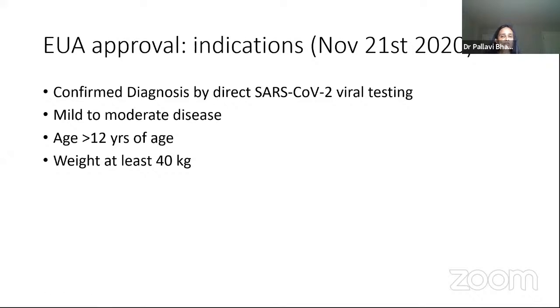So who are the patients that we would consider for monoclonal antibodies? So first of all, the requirement is you have to have a direct SARS-CoV-2 viral test which is positive, which could be rapid antigen or PCR. They cannot be asymptomatic. They have to fall in the category of mild to moderate disease, and we looked at what defines mild disease and what defines moderate disease. And age can be as low as 12 years, so pediatric population as well, 12 years plus, and the minimum weight requirement is 40 kgs.